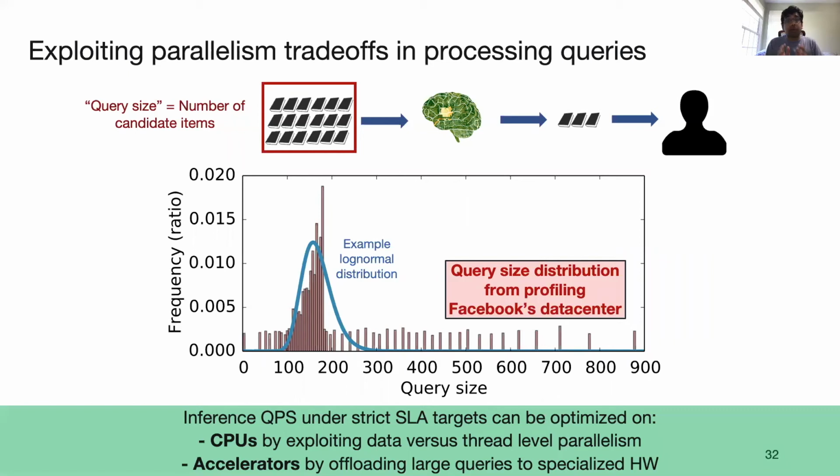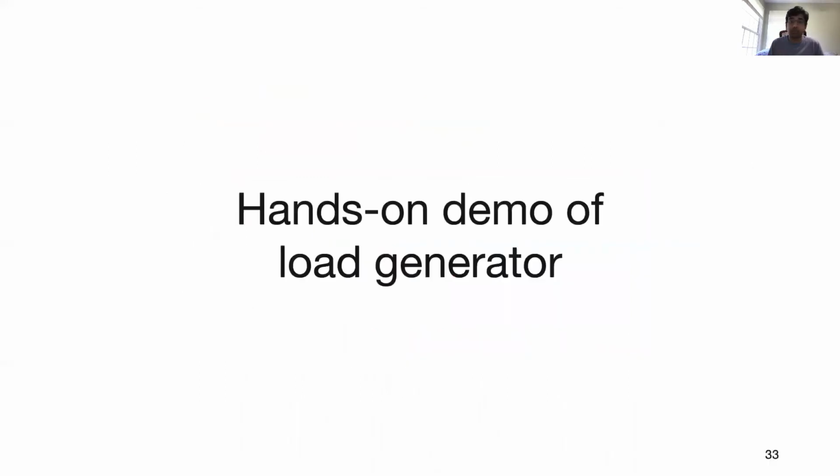In fact, in our experimental results, we find that in order to optimize system performance or inference QPS under strict SLA targets, we must take into consideration these different query size distributions in order to trade off data versus thread level parallelism on CPUs and offload large queries to specialized hardware. To study these trade-offs and optimization opportunities, we first look at the recommendation load generator.